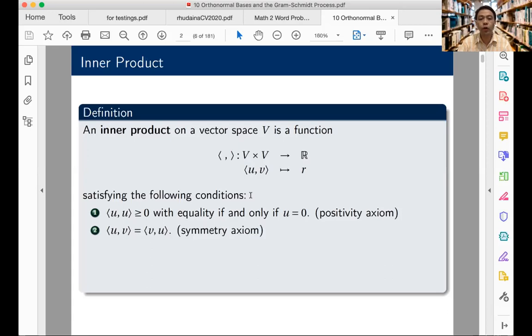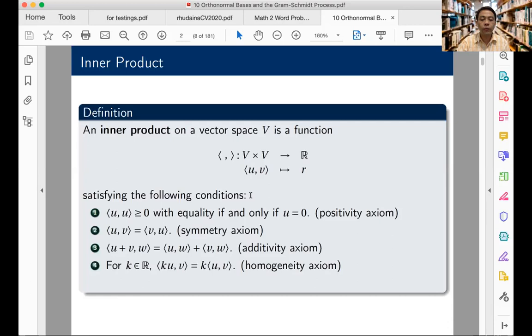Secondly, the inner product of U with V equals the inner product of V with U. We call this the symmetry axiom, and it behaves very similar to the commutativity principle. The third condition is that the inner product of the sum U plus V with W is equal to the sum of the inner product of U with W and the inner product of V with W. This is the additivity axiom, and it looks similar to the distributivity axiom.